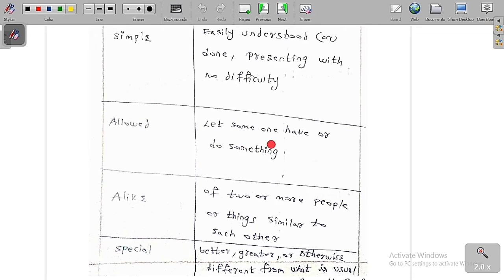And allowed means let someone have or do something. Allowed means you are allowing someone to do his or her own activities. Let someone have or do something.